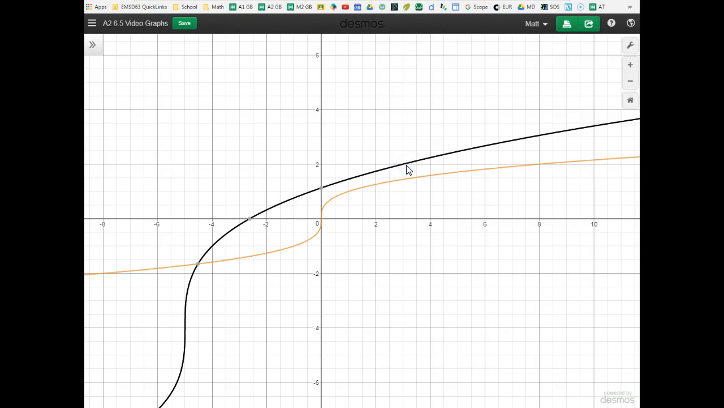Hopefully you have a general idea of how to graph these. Make sure you bring some graph paper with you tomorrow to class to have a chance to practice.